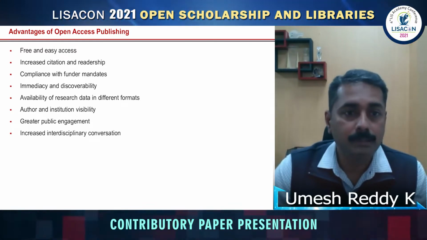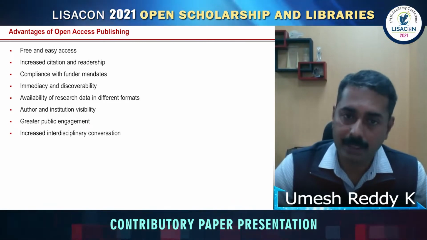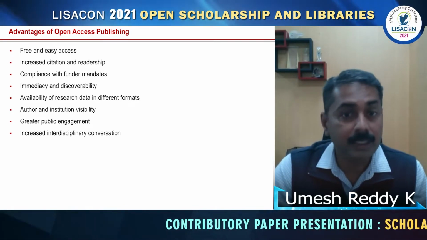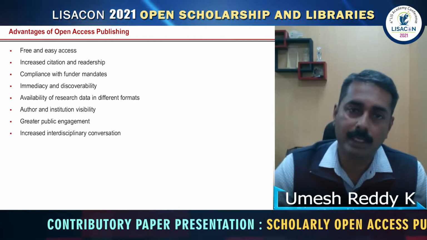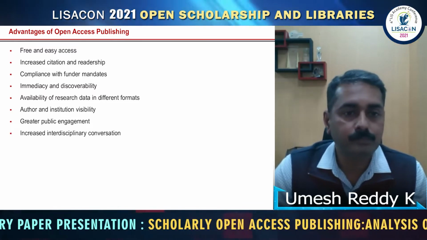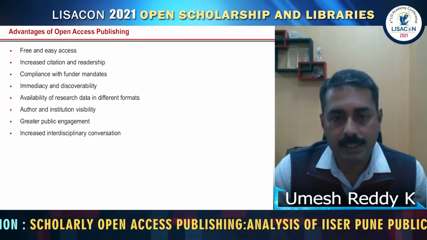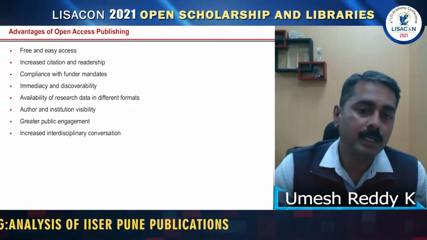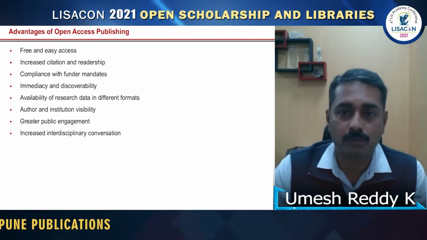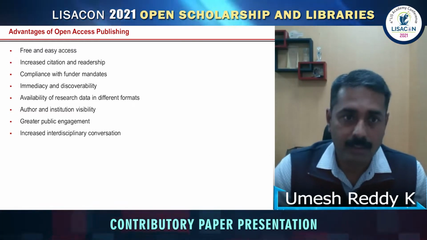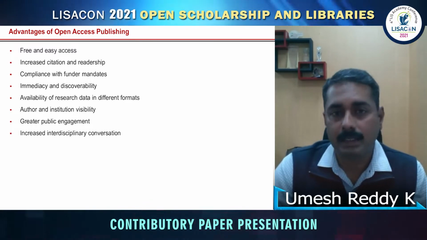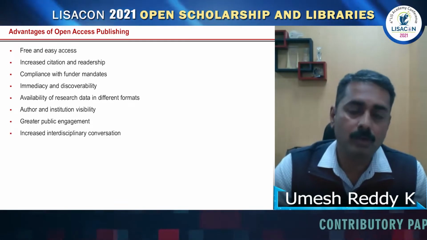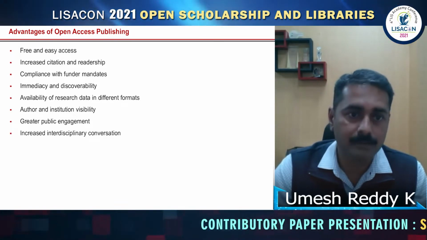So immediacy and discoverability can be achieved with the help of advanced technology. Open access research results can be made immediately available and easily discoverable to the academic community worldwide. Availability of research data in different formats: in the open access model, research material need not be restricted to articles or books only. Unlike traditional publishing, any kind of digital content, including text, images, raw and processing data, audio, video, and software, can also be part of a digital archive.